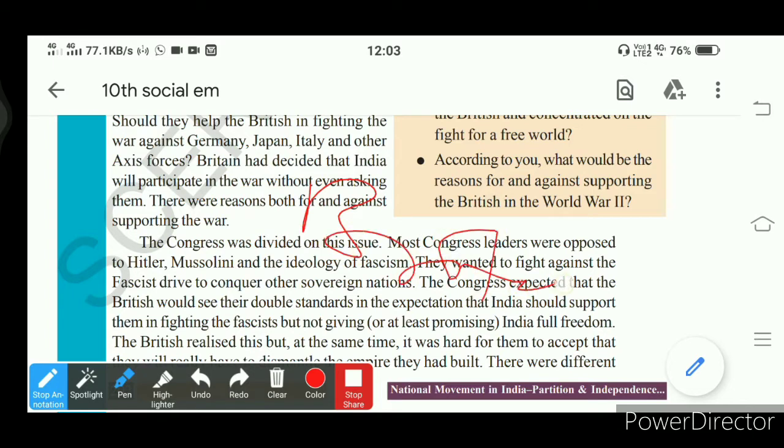And another reason why we should support Britain is that we were under the colonial rule of Britain. So if we support Britain in the Second World War, then after the war, Britain would go for giving independence to India. So these are the reasons to support Britain in the Second World War. So here we see that there are reasons to support Britain.